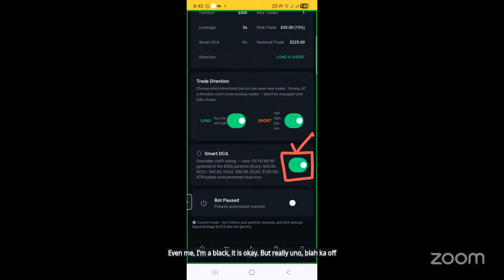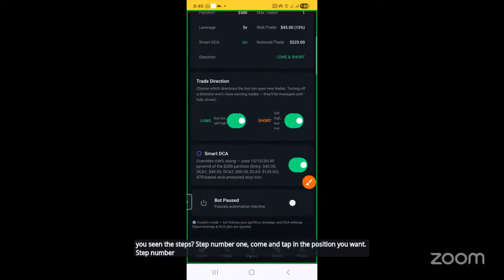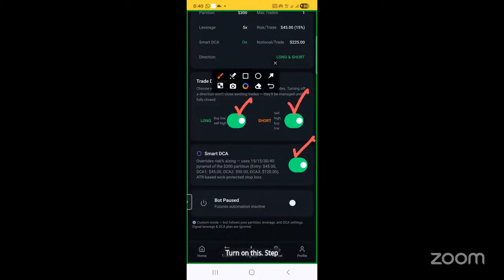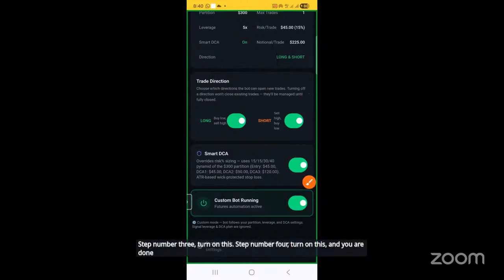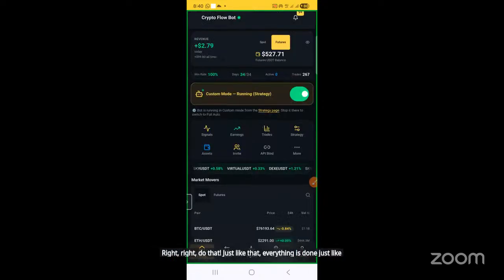Now after you do that, have you seen the steps? Step number 1, tap in the partition you want. There are just 3 steps. Step number 2, turn on this, turn on this. Step number 3, turn on this. Step number 4, turn on this, and you are done. Just like that, everything is done.